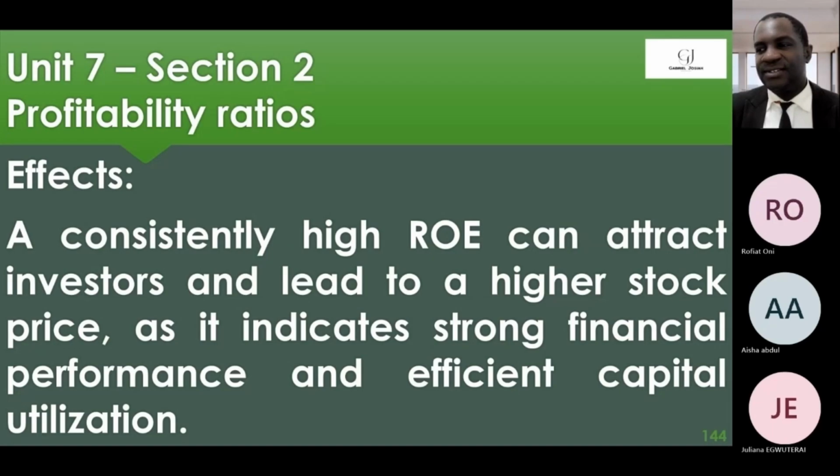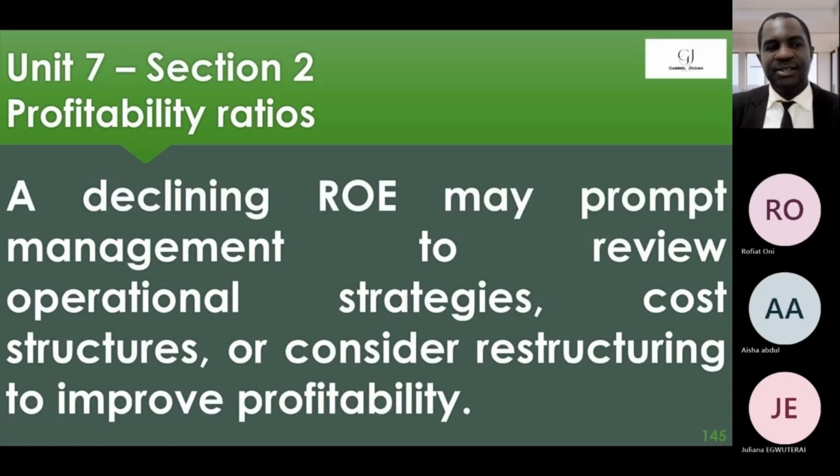So when we are looking at the investment ratios, we'll see how this graphically applies. This indicates strong financial performance and efficient capital utilization, while a low ROE may prompt management to review operational strategies, cost structures, and consider restructuring to improve profitability. So the causes of a declining or lower return on equity have to be reviewed.